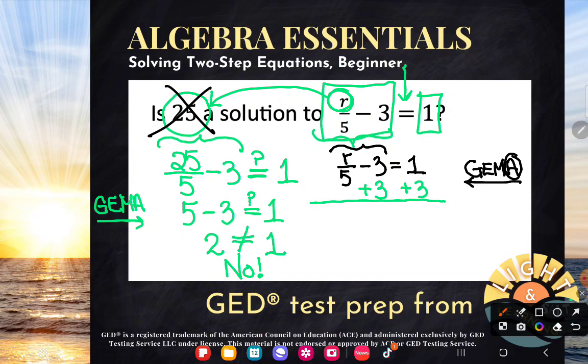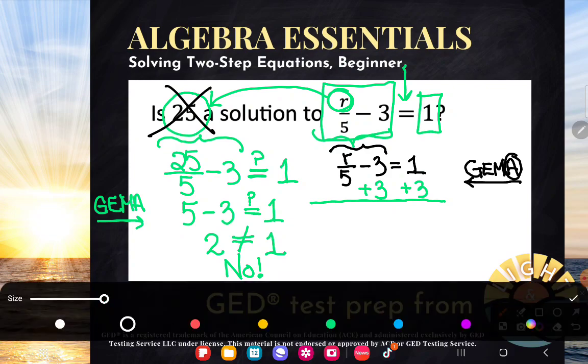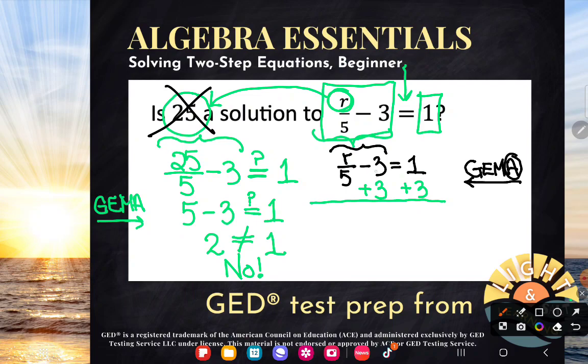And now let's see what our new equivalent equation will be after making that change. Well, subtracting 3 and adding 3 are opposites, so they would zero out, right? If I took away 3 of something but then added 3 of them back, it would be like I had done nothing at all. And so the only thing left on that left-hand side now is r over 5. And on the right-hand side, what do I have? Well, there's the math to do. 1 plus 3 is 4.